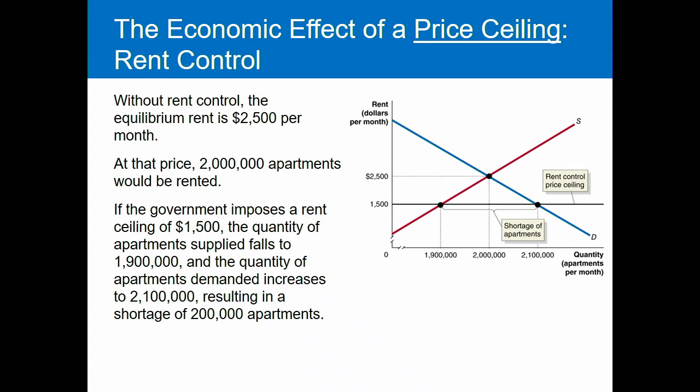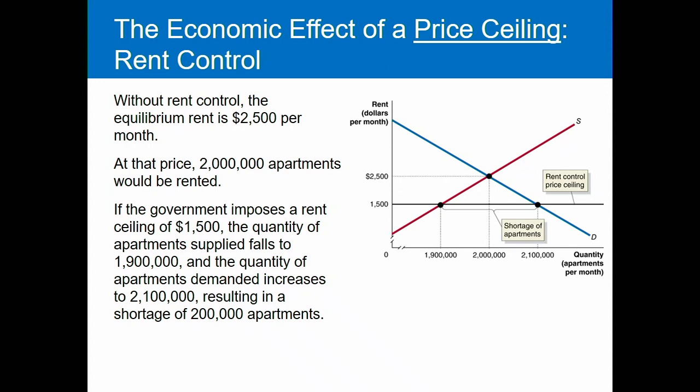So everyone that wants an apartment at that price can rent one, and every landlord that wants to rent an apartment at that price can rent one. So our market's in equilibrium. We've maximized producer and consumer surplus. So consumer surplus up here and producer surplus down here.